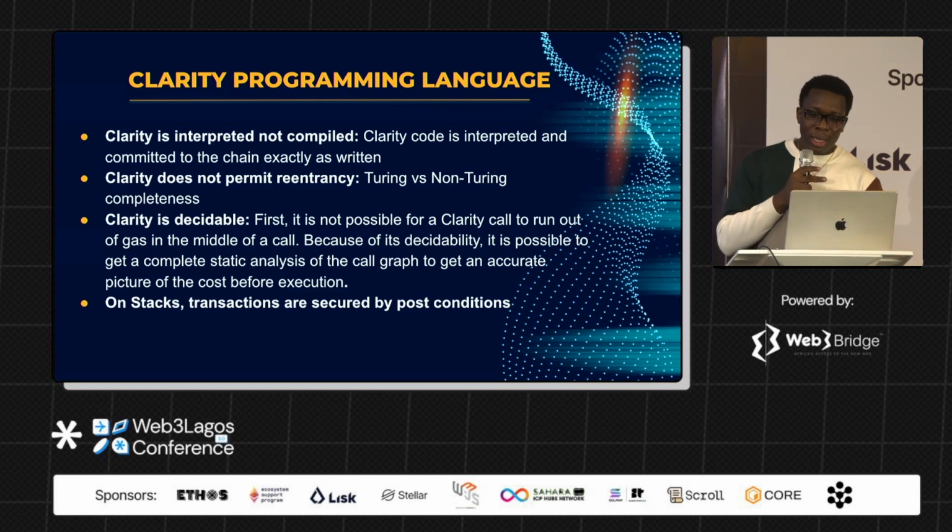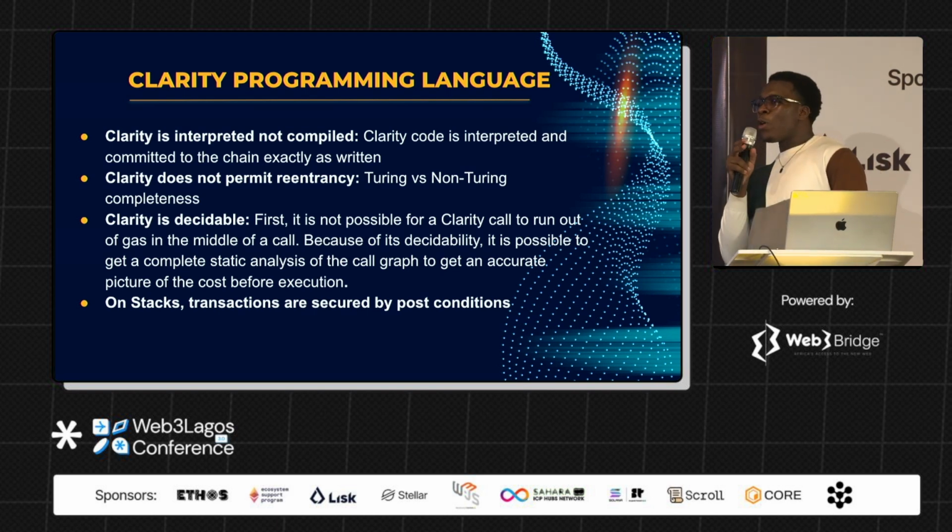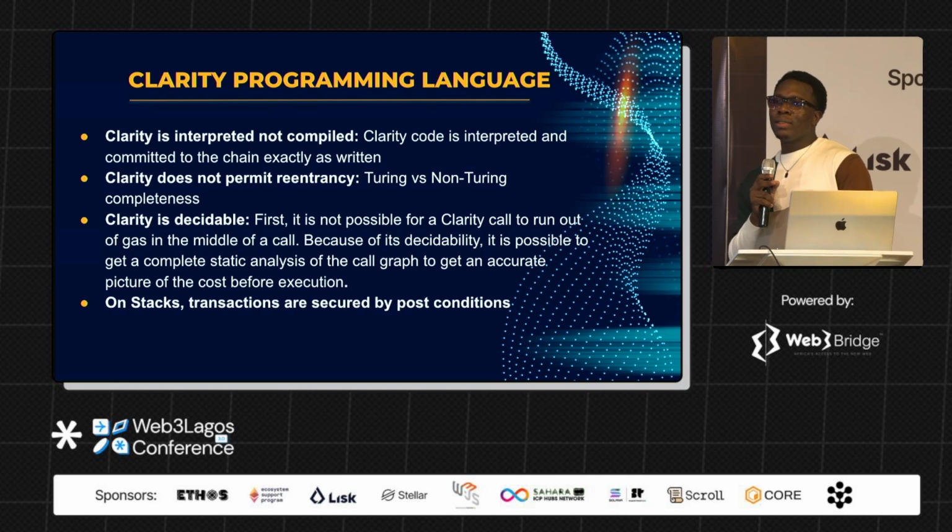And what that means, and also another thing in being a decidable language, is that from your code, you can easily see the static analysis of any unit of your code. So one of the things that we do on Solidity to assert guarantees that this smart contract is safe is formal verification. You don't need that with Clarity.